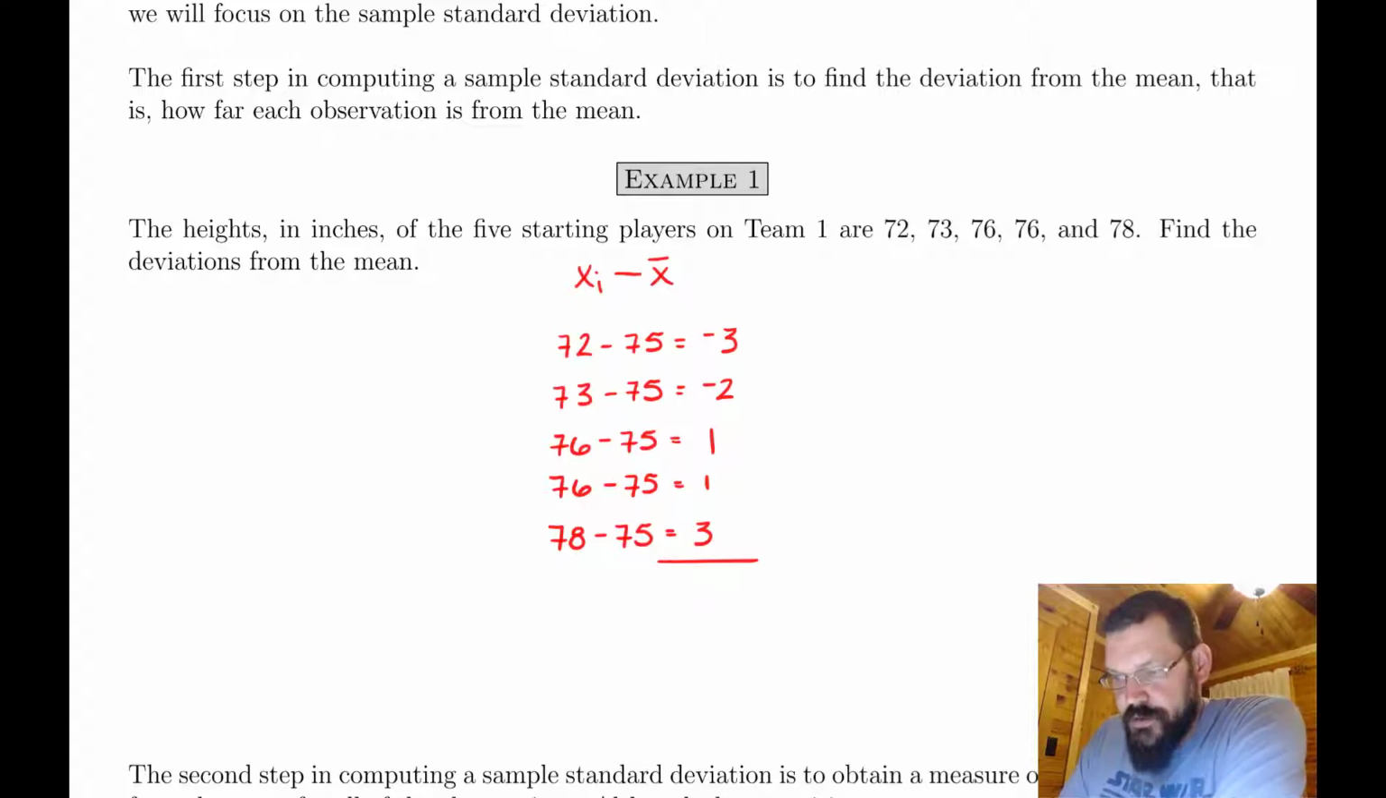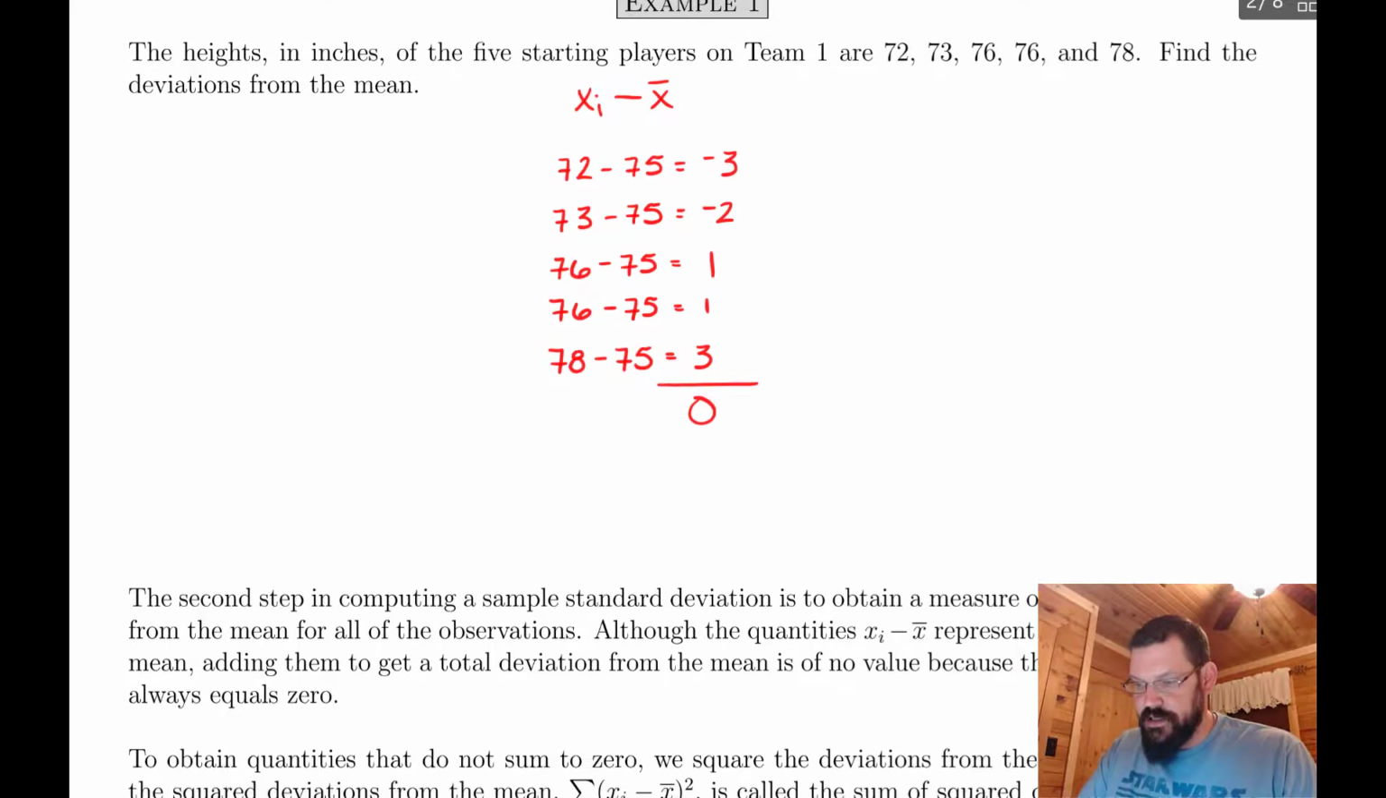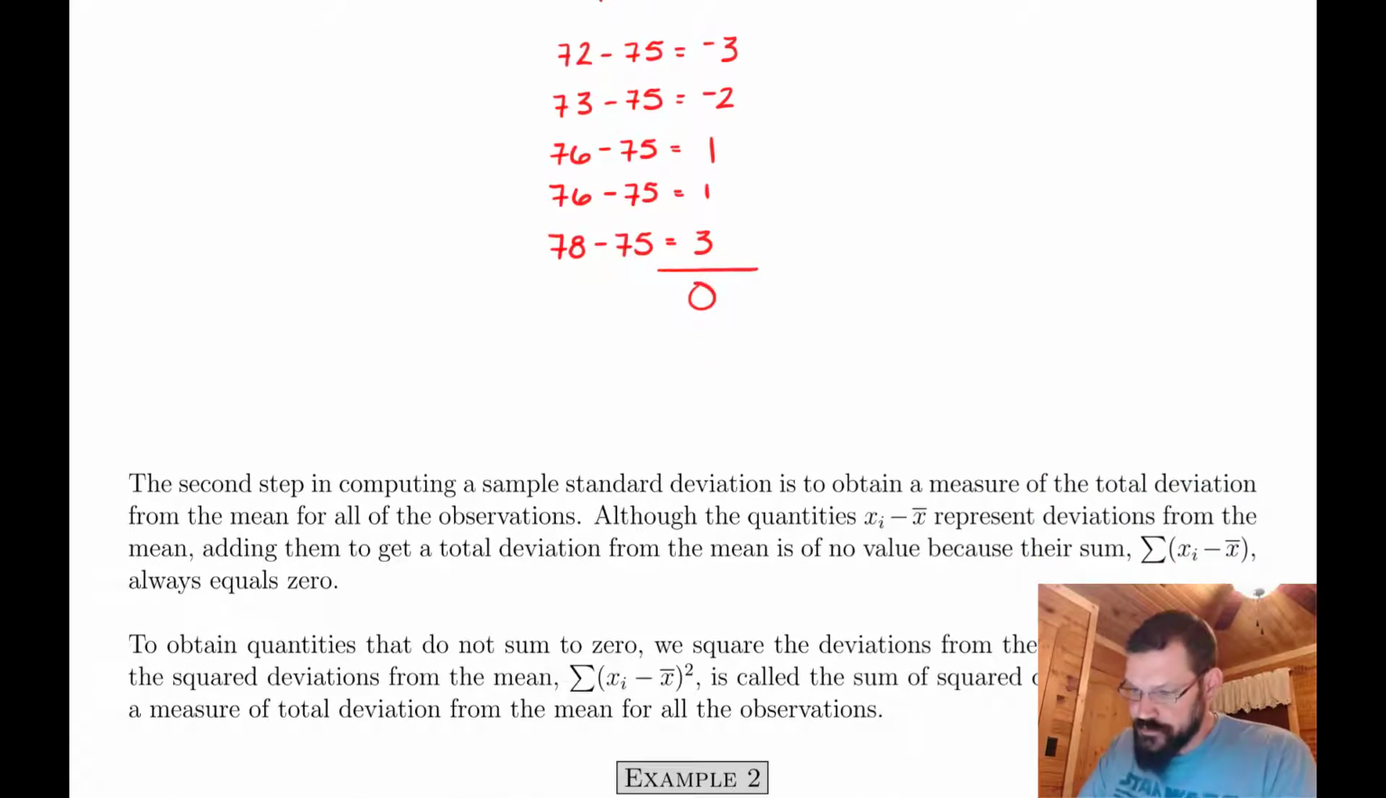So -3, -2 is -5. -5 plus 1 is -4. -4 plus 1 is -3. -3 plus 3 is 0. So we did find the correct deviations from the mean for this entire set of data, which means we also have the accurate mean for this set. And that's going to take us on into our next component of the standard deviation, which is the sample variance.